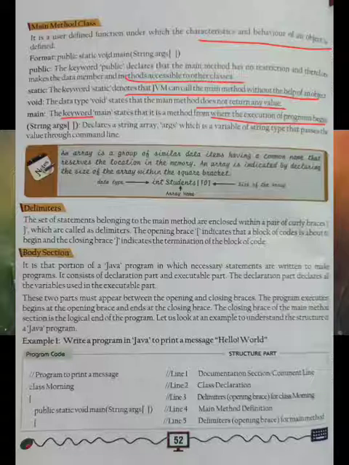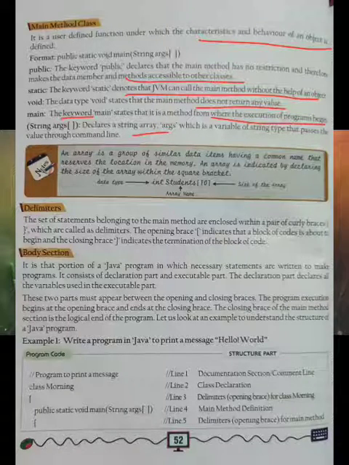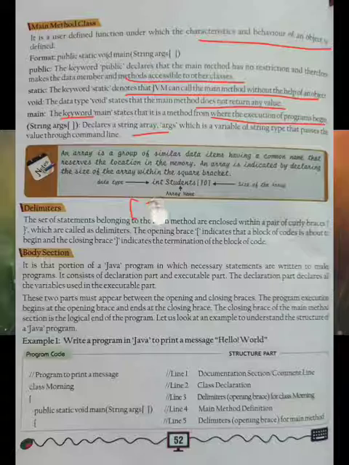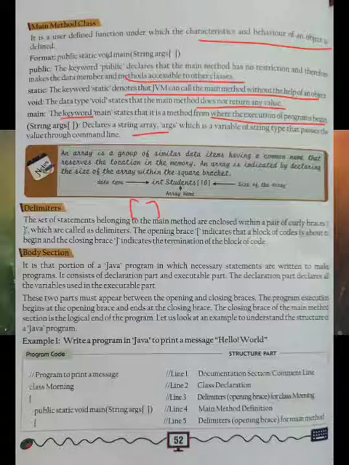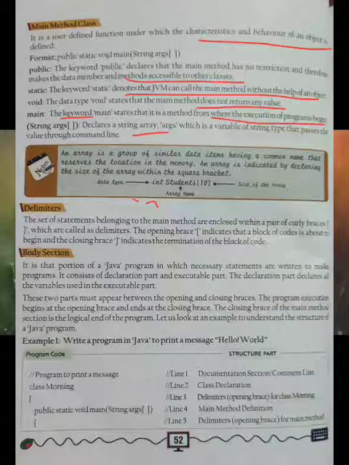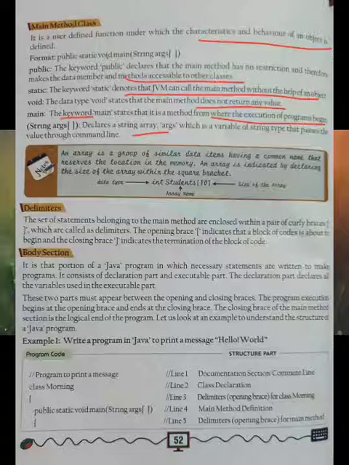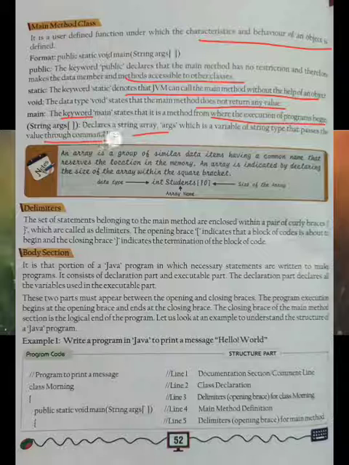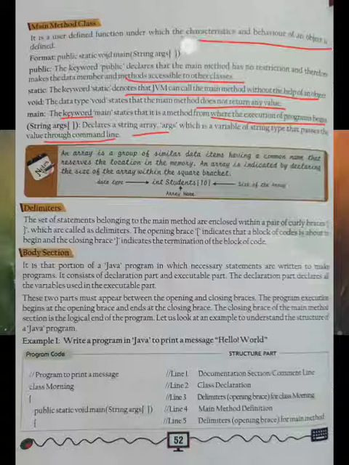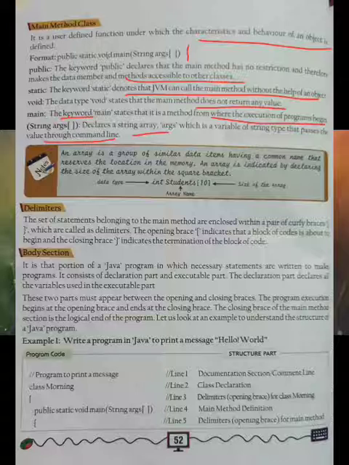Now String args declares a string array. It is declaring this box. These square brackets are used to declare an array. It declares a string array, which is a variable of string type that passes values through the command line. We are using this for the main method class. After declaring the class, the main method begins from here.